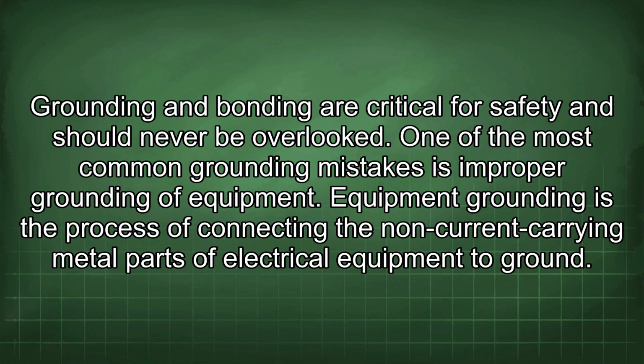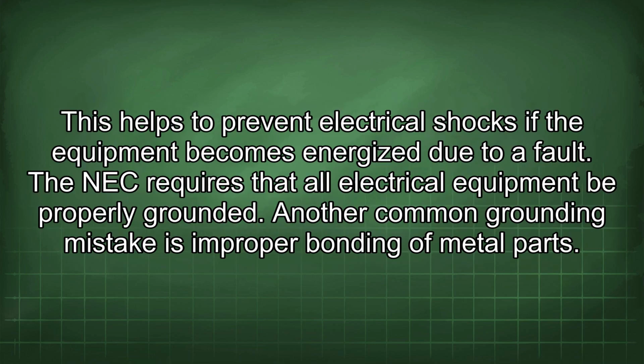One of the most common grounding mistakes is improper grounding of equipment. Equipment grounding is the process of connecting the non-current carrying metal parts of electrical equipment to ground. This helps to prevent electrical shocks if the equipment becomes energized due to a fault. The NEC requires that all electrical equipment be properly grounded.